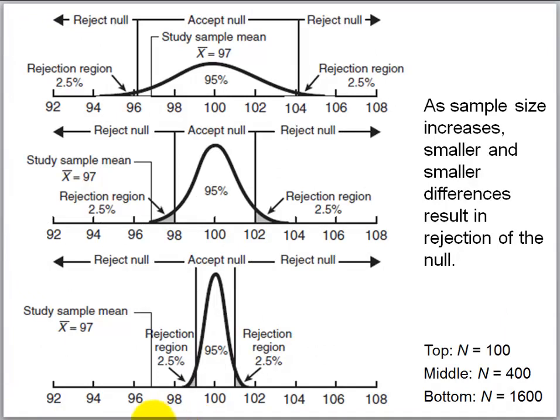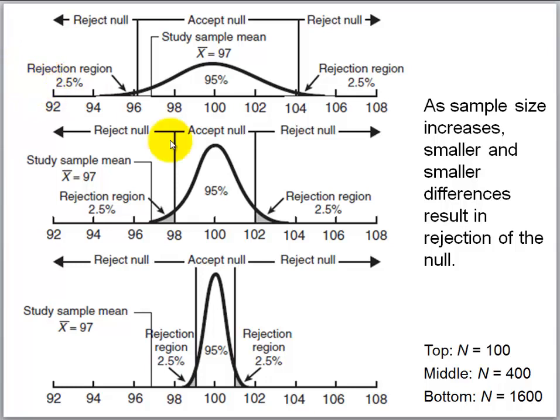So here we are continuing to build on our parenting skills example from the prior chapter. We've changed things. We're supposing a different result. We're supposing that our study sample mean equals 97. And let's look at the sampling distribution we would get with different sample sizes. So the top distribution shows the sampling distribution when sample size is 100.